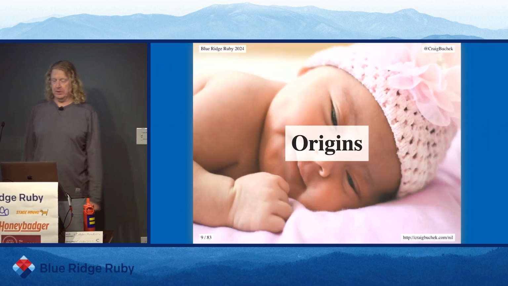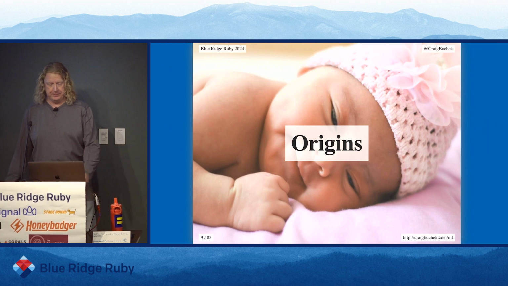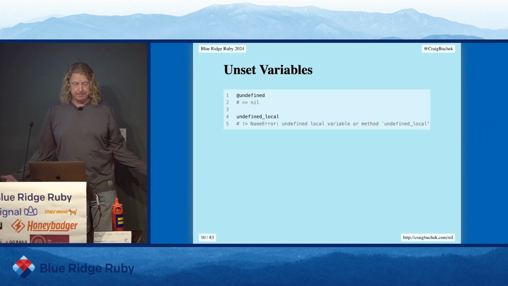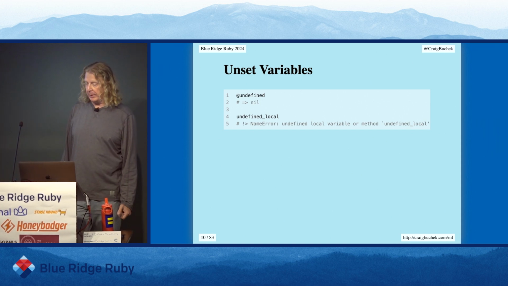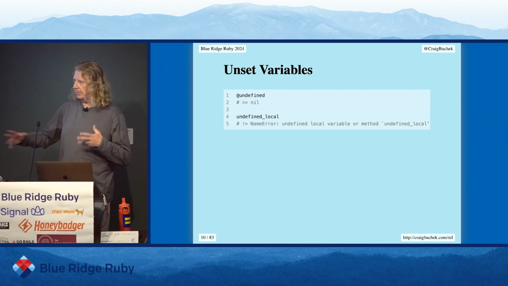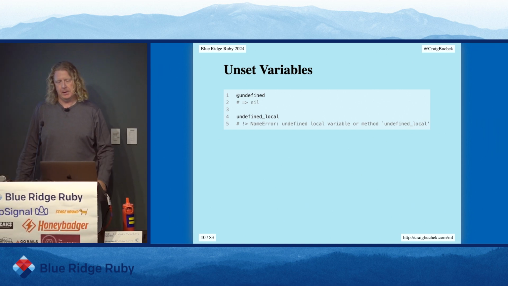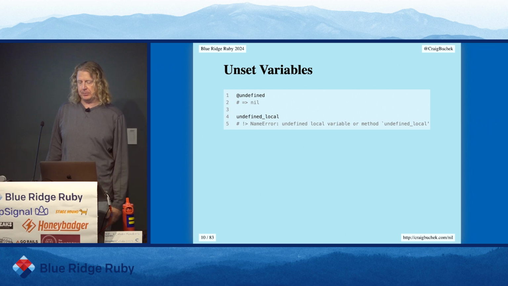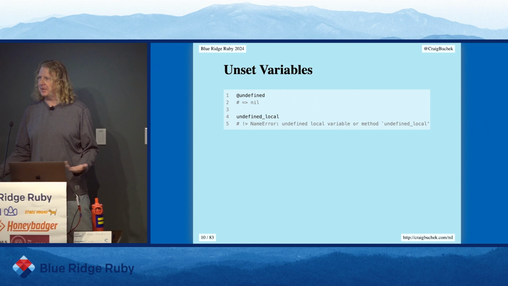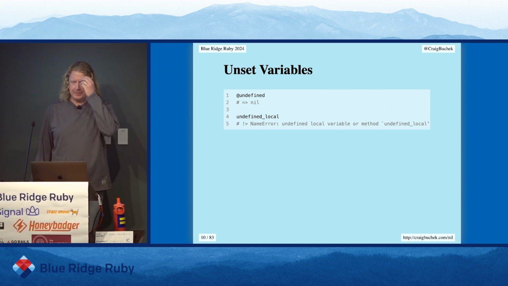So where does nil come from? How do we end up with nils? Instance variables are nil if they're not defined. But local variables raise a NameError if they're not defined. So we don't get a nil there unless we set it explicitly or get it some other way. Note that exception message. Ruby treats local variables and method calls the same. It doesn't know until runtime which it is. So that's kind of interesting.